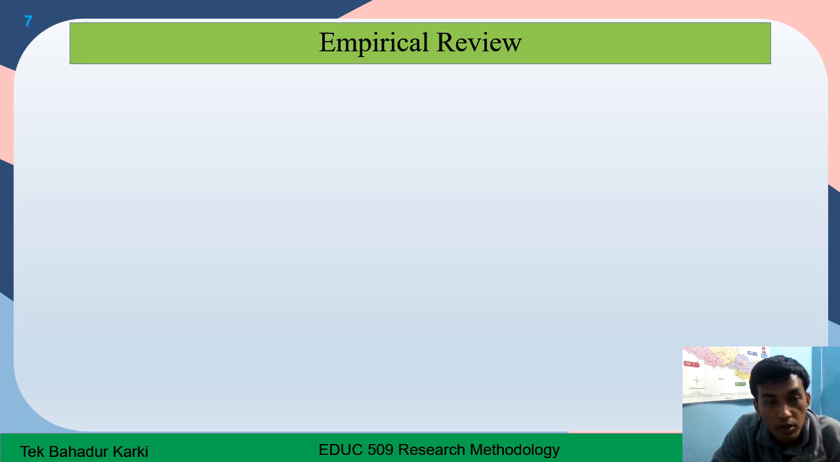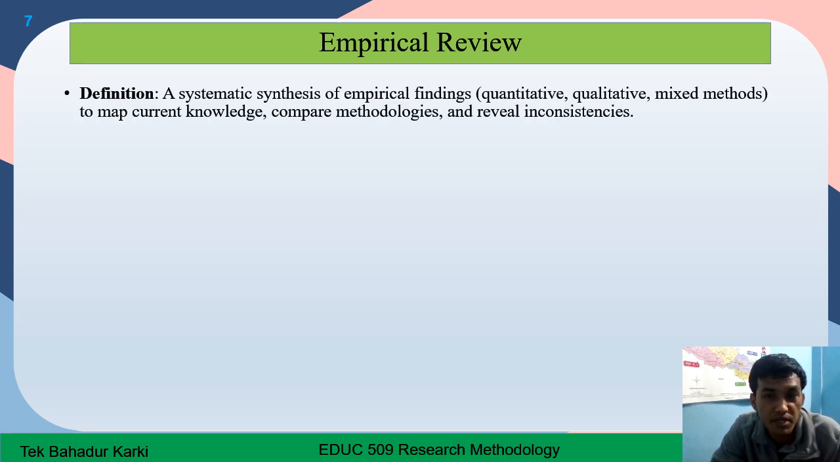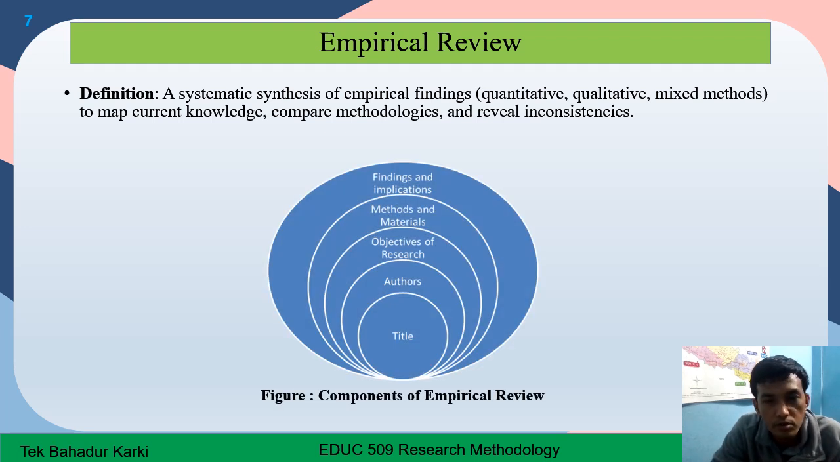So about the empirical review, it is the empirical findings. If we have the empirical findings like quantitative, qualitative, and mixed methods, then we can do the review of those empirical findings, and that is called empirical review. So here we can see the components of the empirical review. First one is the title, the smaller circle that lies at the bottom, that is called title. And the second one is authors, and it is followed by objectives of the research, methods and materials, and finally findings and implications. And these are the basic components of empirical review.